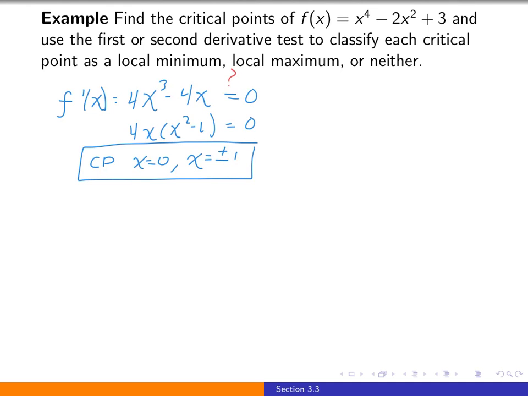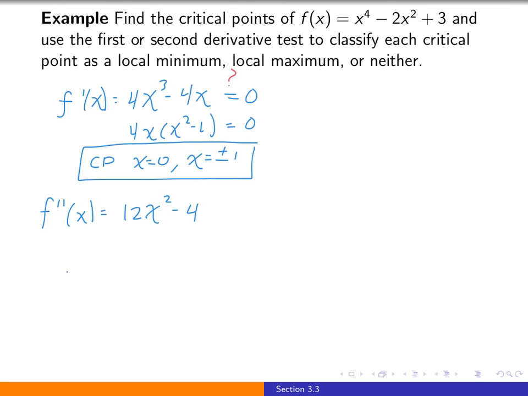And thinking back to our previous example when dealing with this polynomial type function, applying the second derivative test turned out to be a bit easier because we don't have to make a number line and think about where something is positive, where is it negative. We can simply evaluate the second derivative at these 3 points. So f double prime of x, just differentiating term by term, is 12x squared minus 4. So now we need to go ahead and evaluate at each of these critical points.